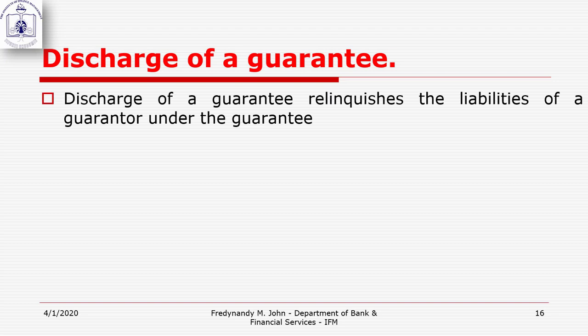Discharge of a guarantee will release the guarantor from his primary liabilities. Remember, a guarantor has promised to be liable just in case the principal debtor has defaulted. Now, if some issues have occurred in the guarantee contract, then the guarantor can be discharged, can be released from his commitment. Now, what issues can lead to the guarantor being excused from his responsibilities? Number 1, a guarantor can be discharged by payment.